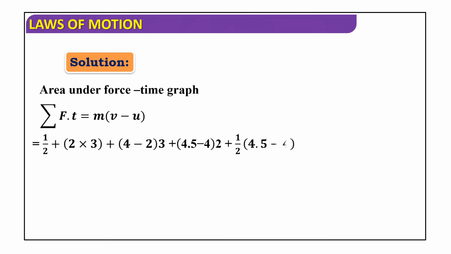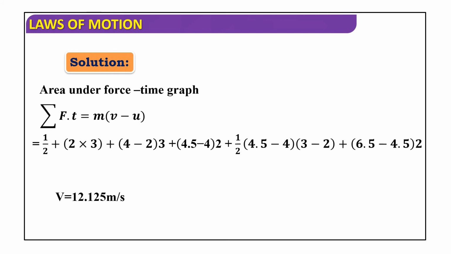So substituting values from this graph, we calculate 1/2 × 2 × 3 plus (4 − 2) × 3 plus 1/2 × 4.5 × (4 − t), since it is a triangle, half into base into height. From the graph we have to calculate this, and then we get 2v − 10. So v is equal to 12.125 meters per second. Okay.